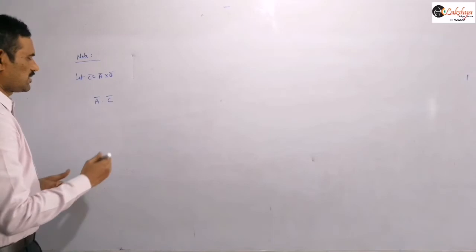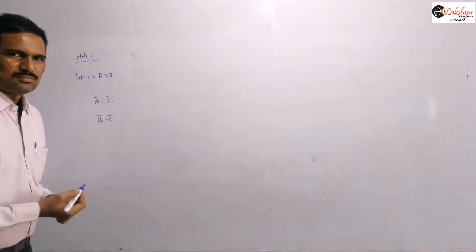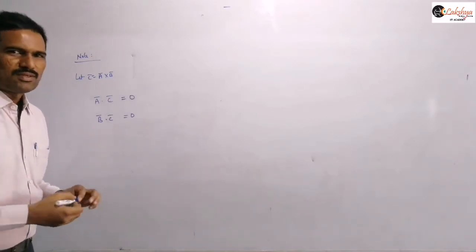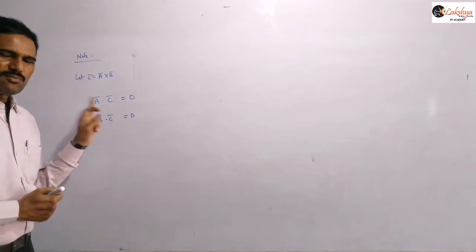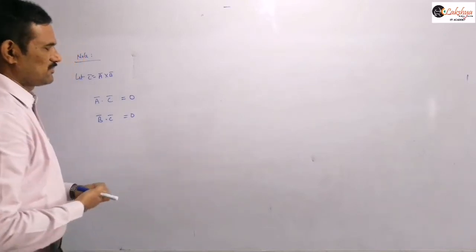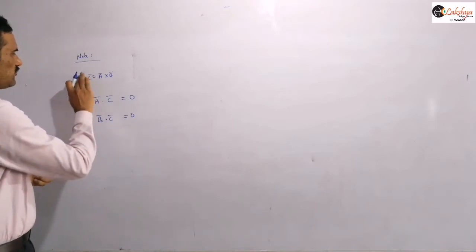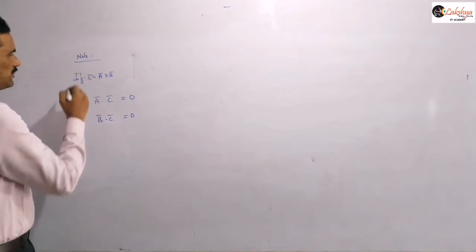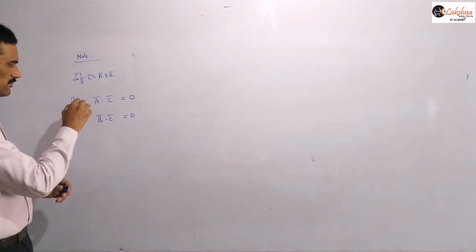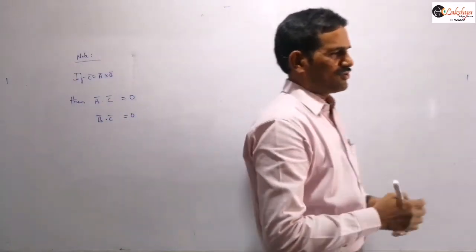Or similarly, B bar dot C bar. This value is 0 because A bar is perpendicular to C bar and similarly B bar is perpendicular to C bar. So just mention that as a note. Just write this as: if C bar is equal to A bar cross B bar, then A bar dot C bar and B bar dot C bar is equal to 0.